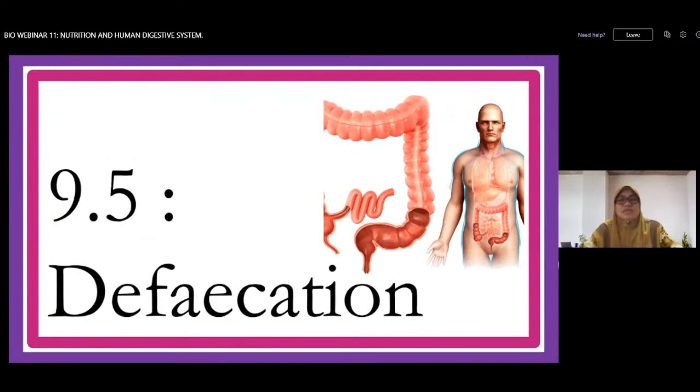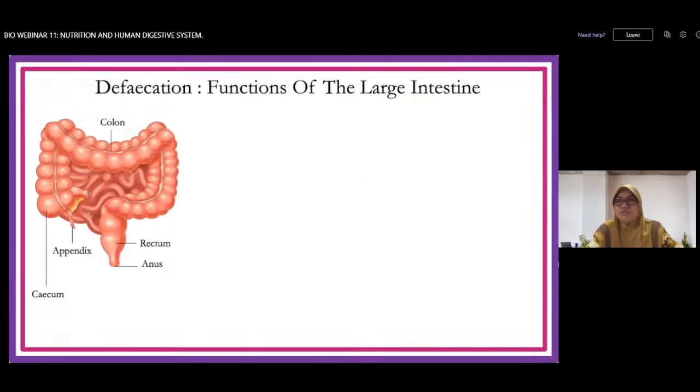Okay, next, we go into another subtopic related to defecation. In English, it is the process of removing feces, expelling it out of our body. Do you remember the meaning of defecation? You already learned this topic in Form 2. So let's look at the function of the large intestine.